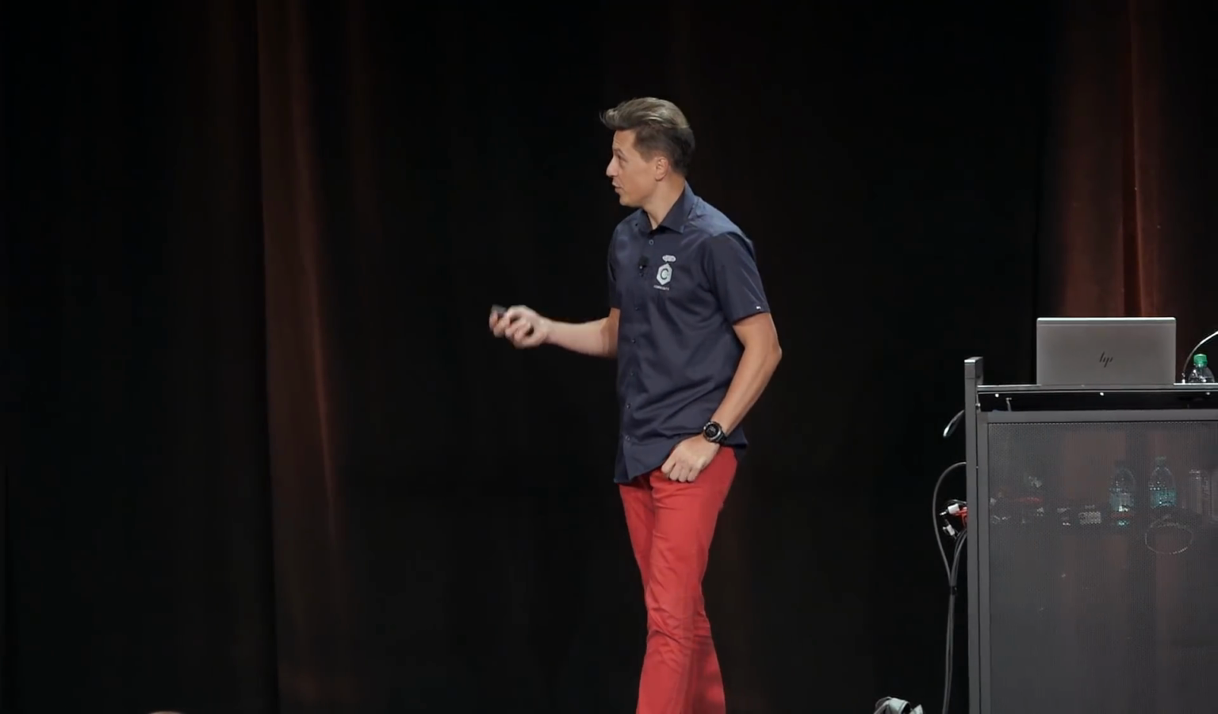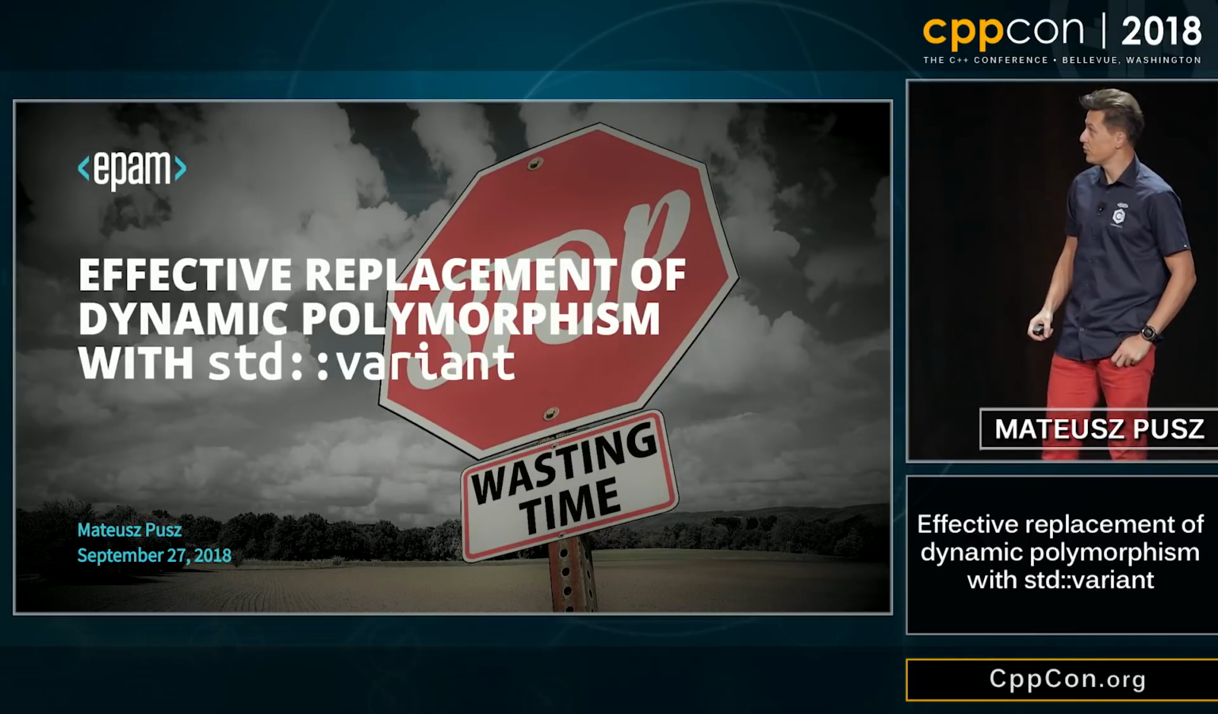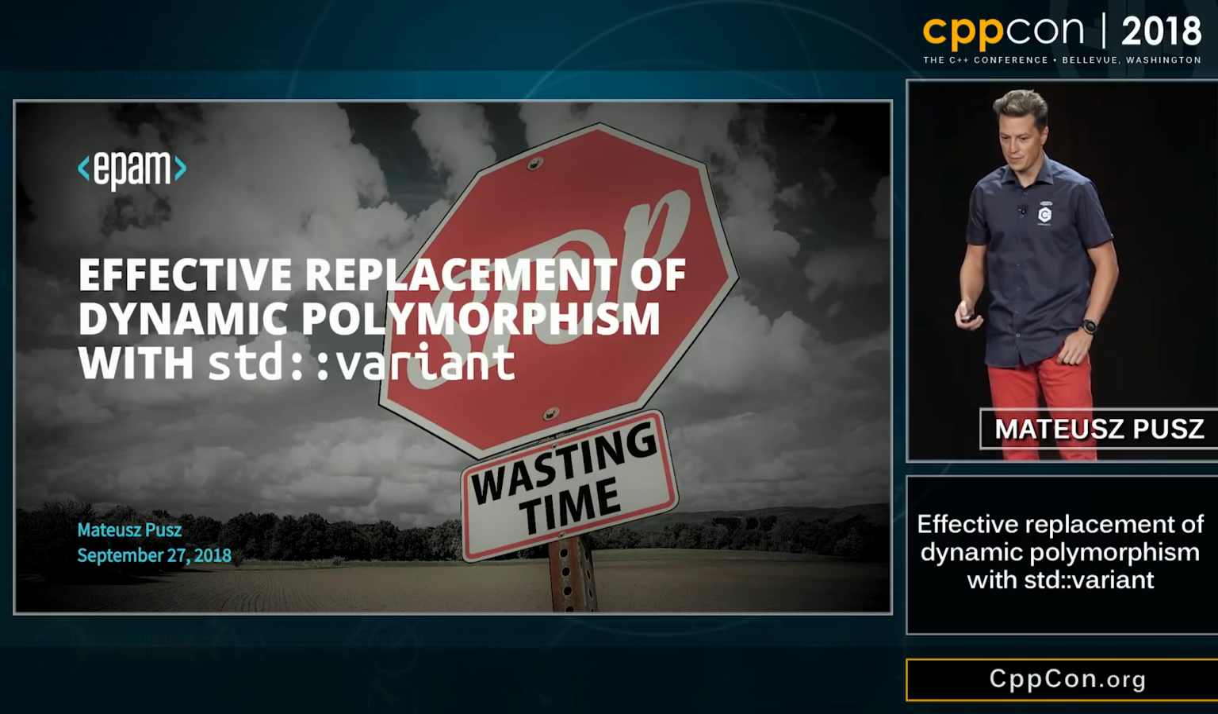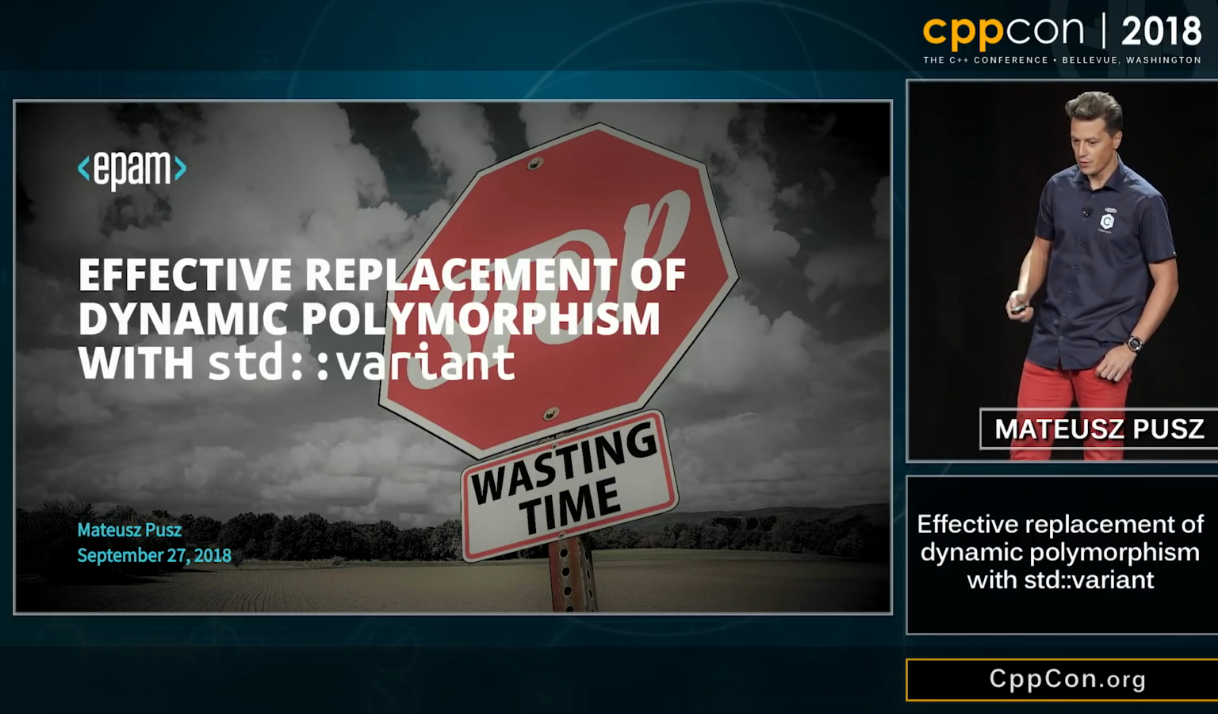Today we'll talk about std::variant and how to use it in order to replace polymorphism, which is a problem in the projects I work on.